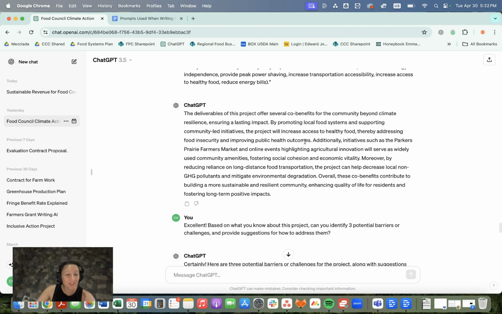This stuff is brilliant, right? It's got all the right keywords that resonate with how I would have written this. And if not for providing the right content and context, there's no way that we would get this kind of information. So this is perfect. Moreover, by reducing reliance on long-distance food transportation, the project can help decrease local greenhouse gas pollutants and mitigate environmental degradation. Again, this is part of the section on reducing greenhouse gas emissions.